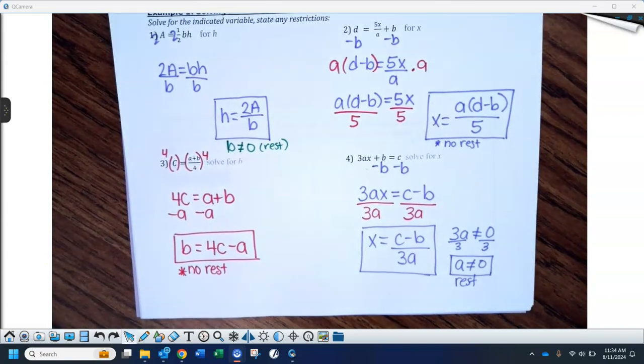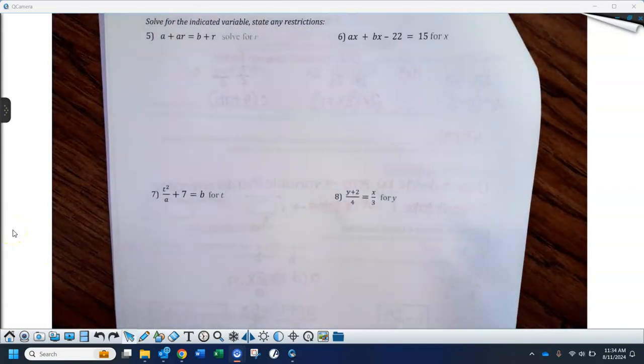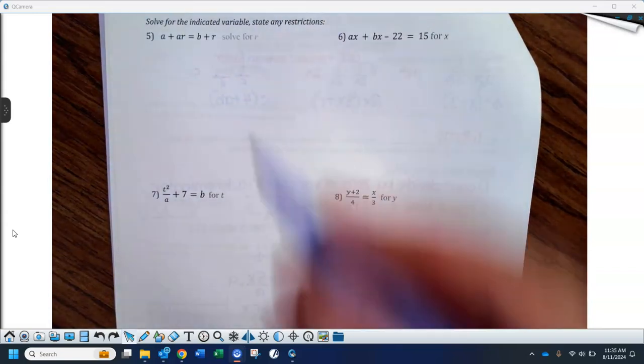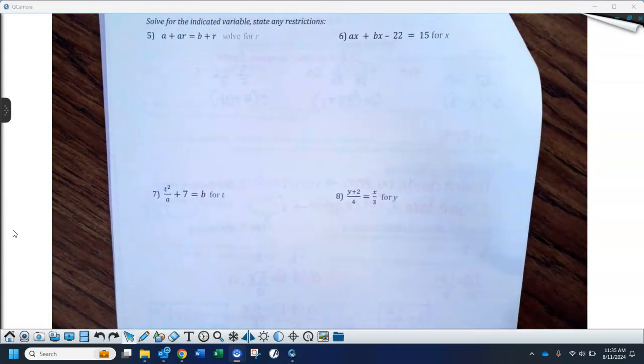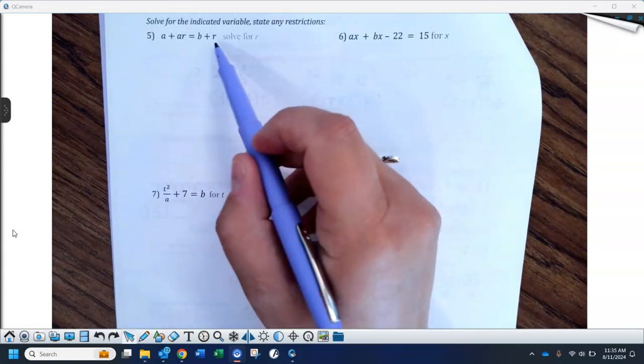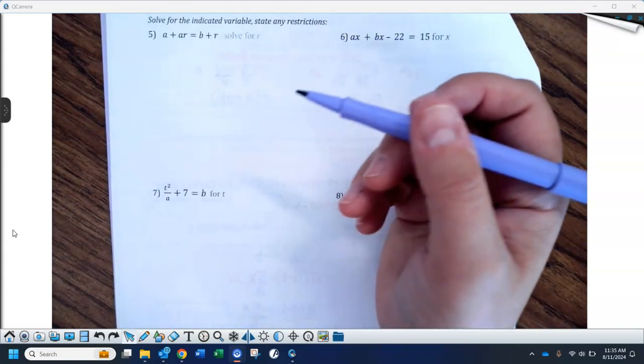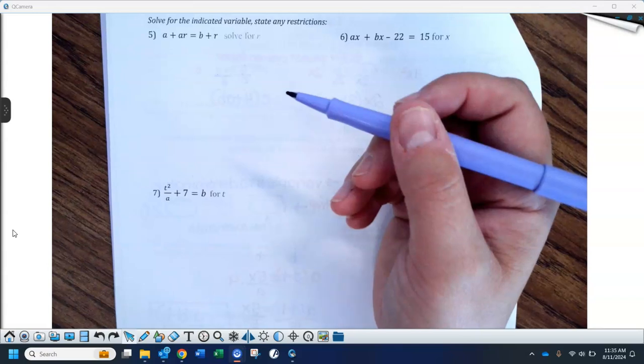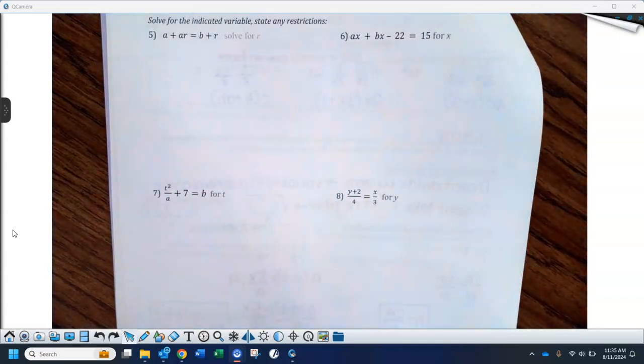And I'm going to flip to the back. Now, on this back page, a lot of these problems are more tricky than what we did on the front. You're going to see the variable that you're looking for is going to be in more than one term. So this one says solve for r, but I've got an r on both sides of this equation. Now there are different ways you could do this, so our answers might look slightly different, but they could still be algebraically equivalent.